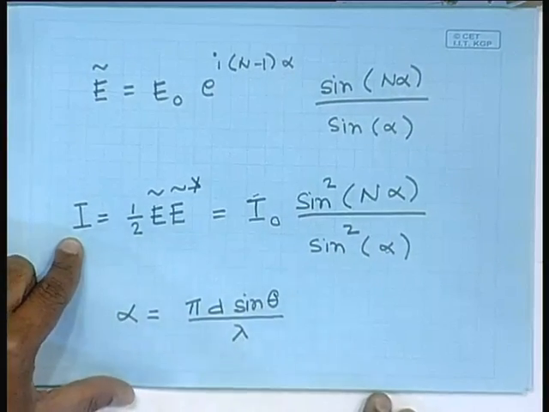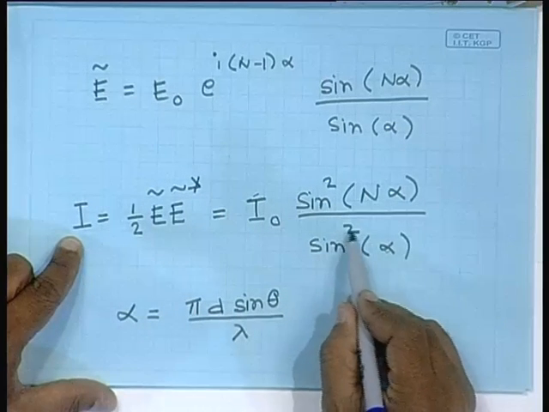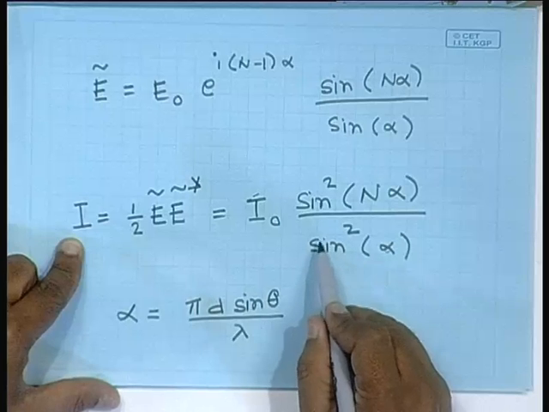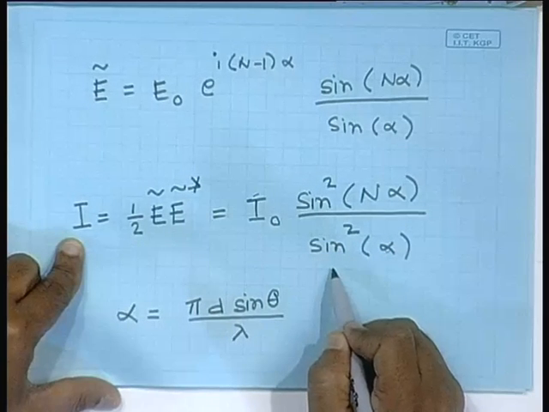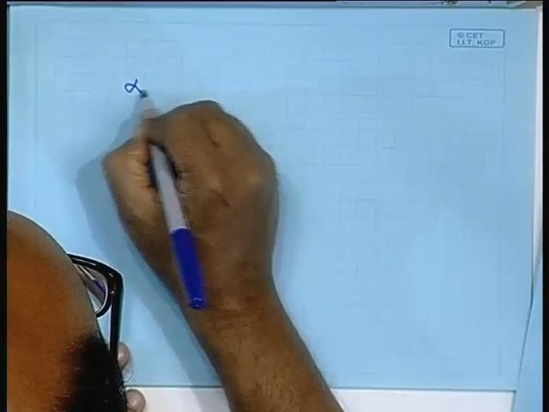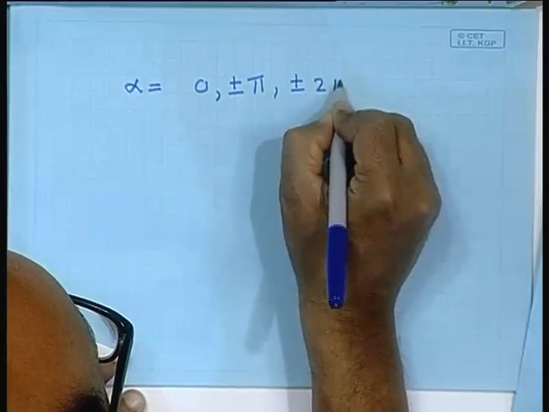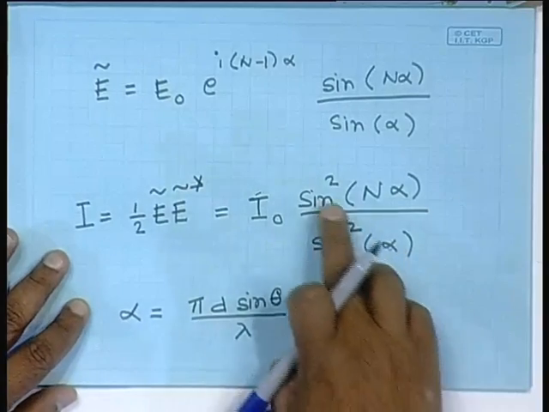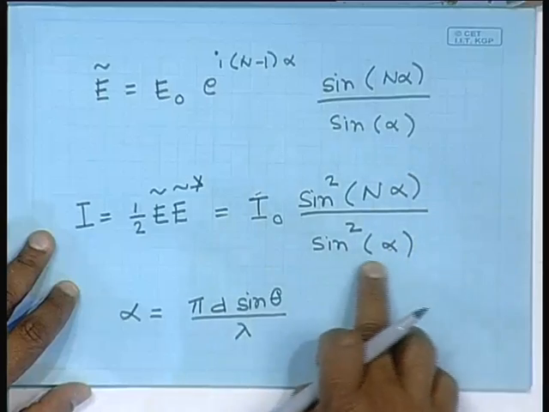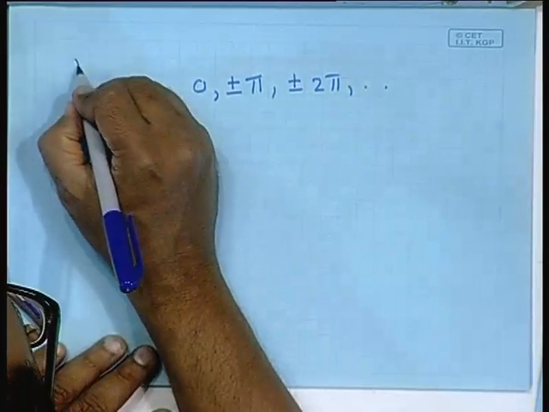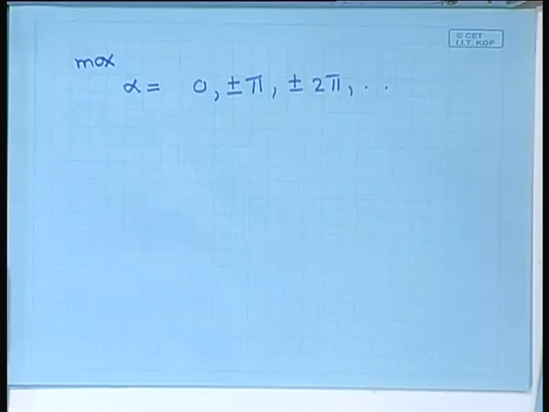Okay, let me make this point clear. The intensity is going to have the maximum value whenever the denominator becomes 0. It should be clear. So, this happens whenever alpha is equal to either 0 or plus minus pi or plus minus 2 pi, etc. It is also clear that whenever the denominator is 0, the numerator is also 0. So, this ratio becomes n square, and these are the points where the intensity is maximum, whenever alpha is equal to plus minus pi, 2 pi, etc.